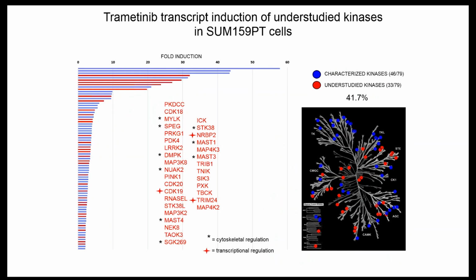Now, what you can show is that in addition to changes in activation of these kinases, for a subset of kinases there's a very strong transcriptional response. These are in SUM159 cells treated for 24 hours with trametinib, and there's a list of kinases where their transcription is changed twofold or greater. In the graph, red is understudied, blue are well-studied, and what you can see is that some of the understudied kinases are induced greater than 30-fold.